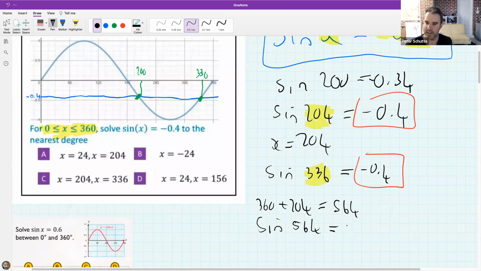What do you get for the sine? So if you round off, you get minus 0.4. Now, this is rather remarkable because that's the same value, which means that 564 must also be an answer.